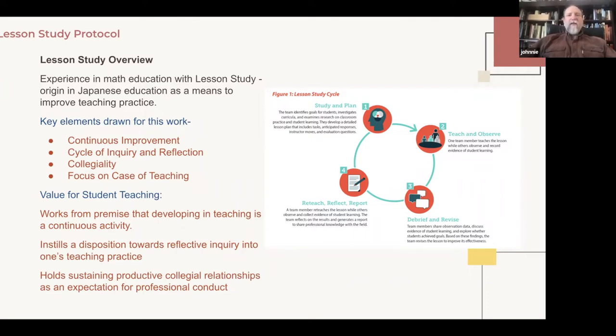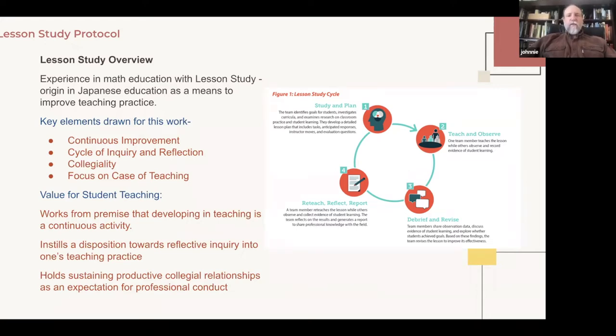One is the idea of continuous improvement. And I'll talk about this again in a moment. A cycle of inquiry and reflection. Collegiality. At the heart of this is people working as peers to better each other's practice, and the use of cases to get better at our teaching.